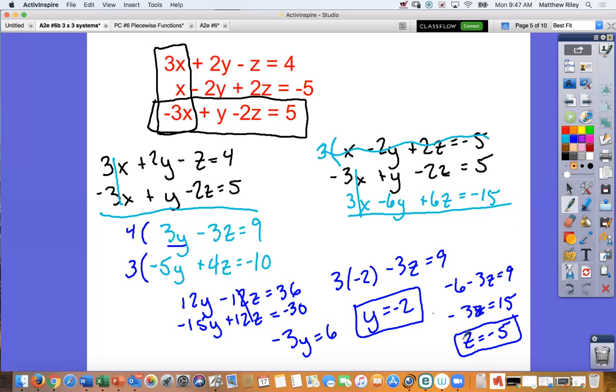Last step, once I have y and z, choose any one to plug it in. I'll choose the middle.